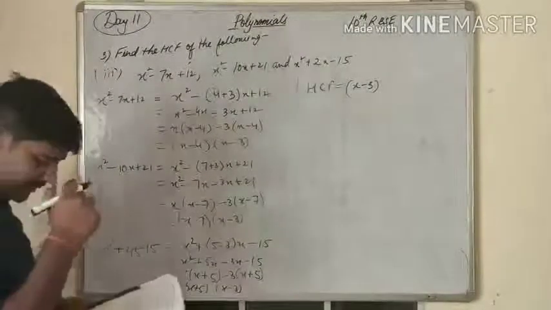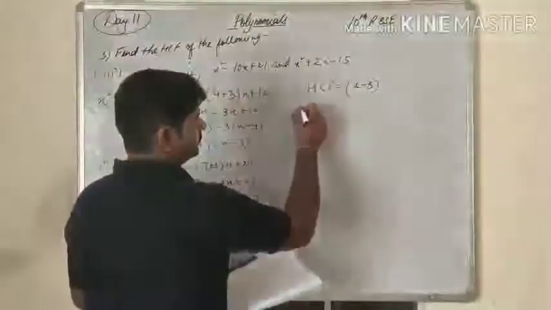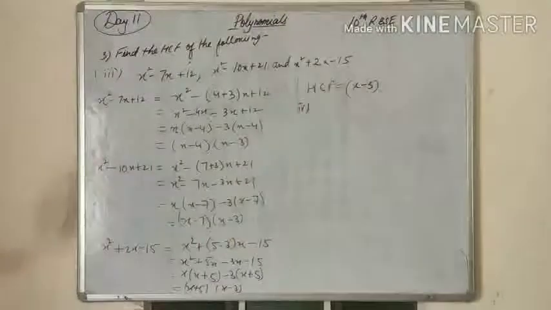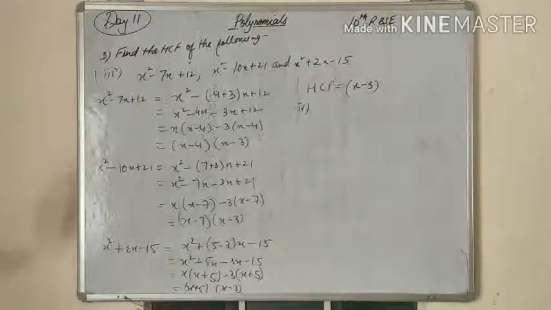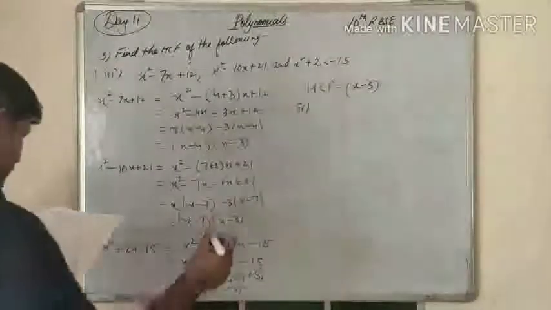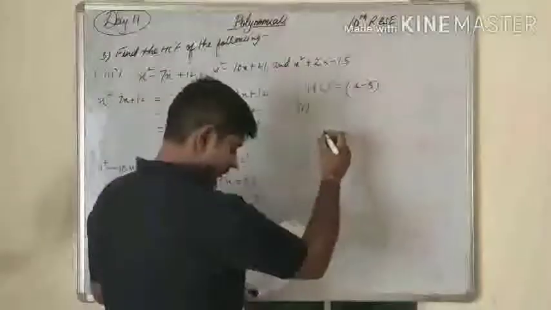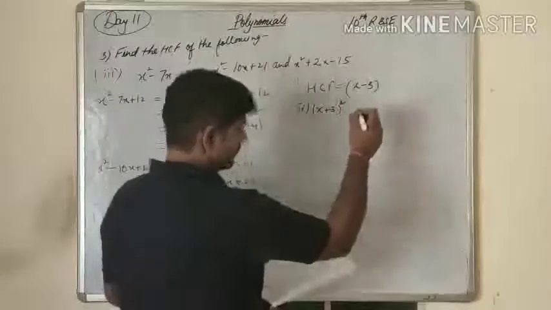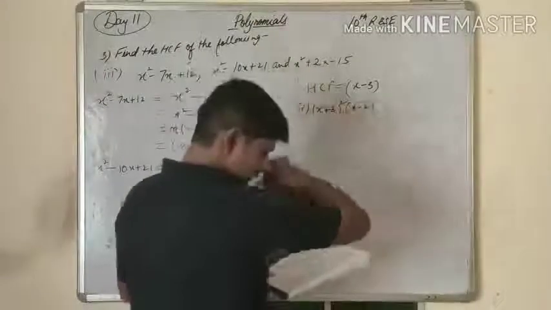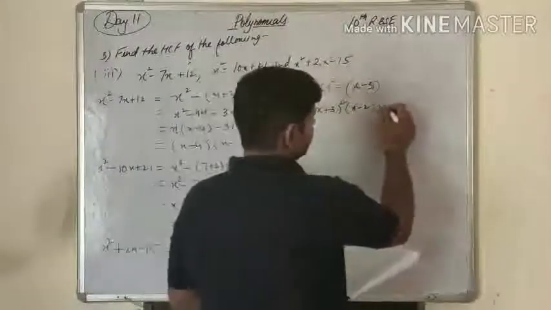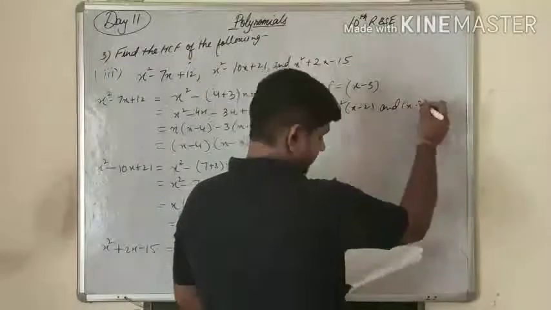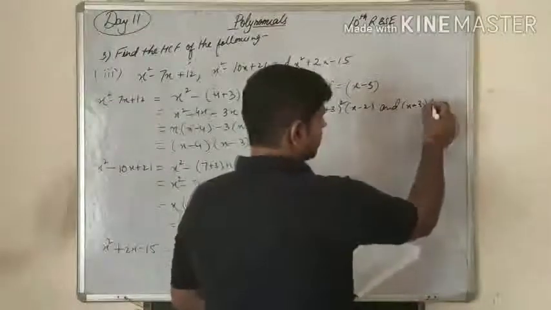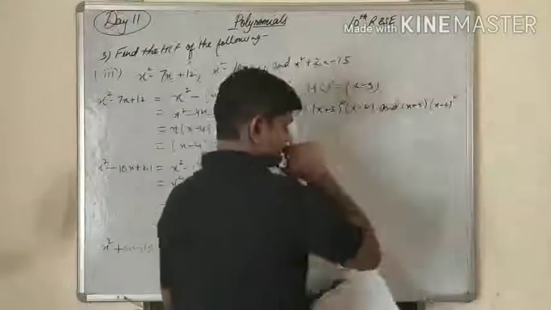Similarly, I am taking the fourth part now. There is written x plus 3 whole square, x minus 2, and x minus 3, sorry, x plus 3 and x minus 2 whole square.